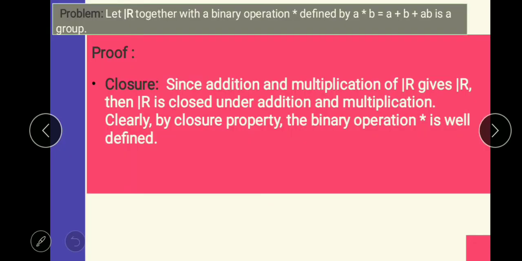In proving, we need to write proof first. The first thing that we have to show is the closure. Since addition and multiplication of R gives R, then R is closed under addition and multiplication. Clearly, by closure property, the binary operation star is well defined, because if we apply A star B, we get exactly A plus B plus AB. I think it's pretty clear that this would be uniquely defined, right? Because we're dealing with addition and multiplication of real numbers. If you add two real numbers and their product as well, you get a unique number.